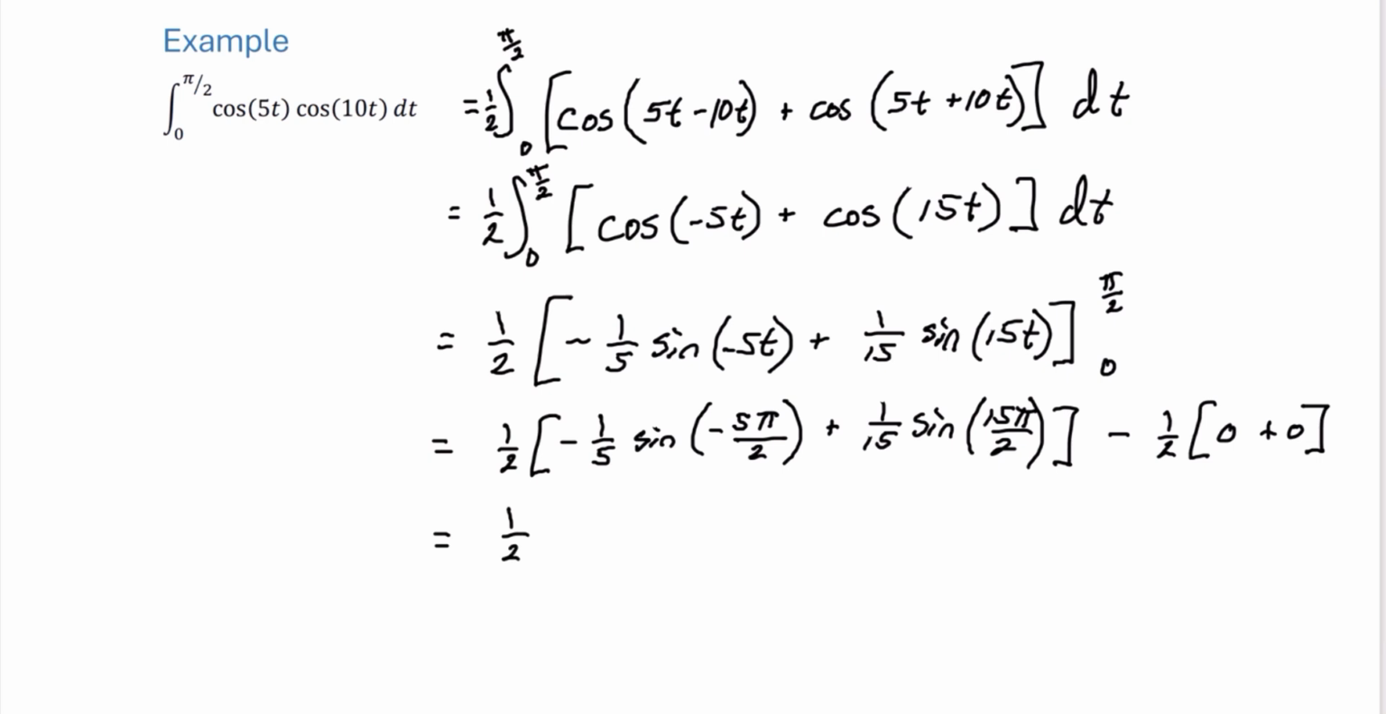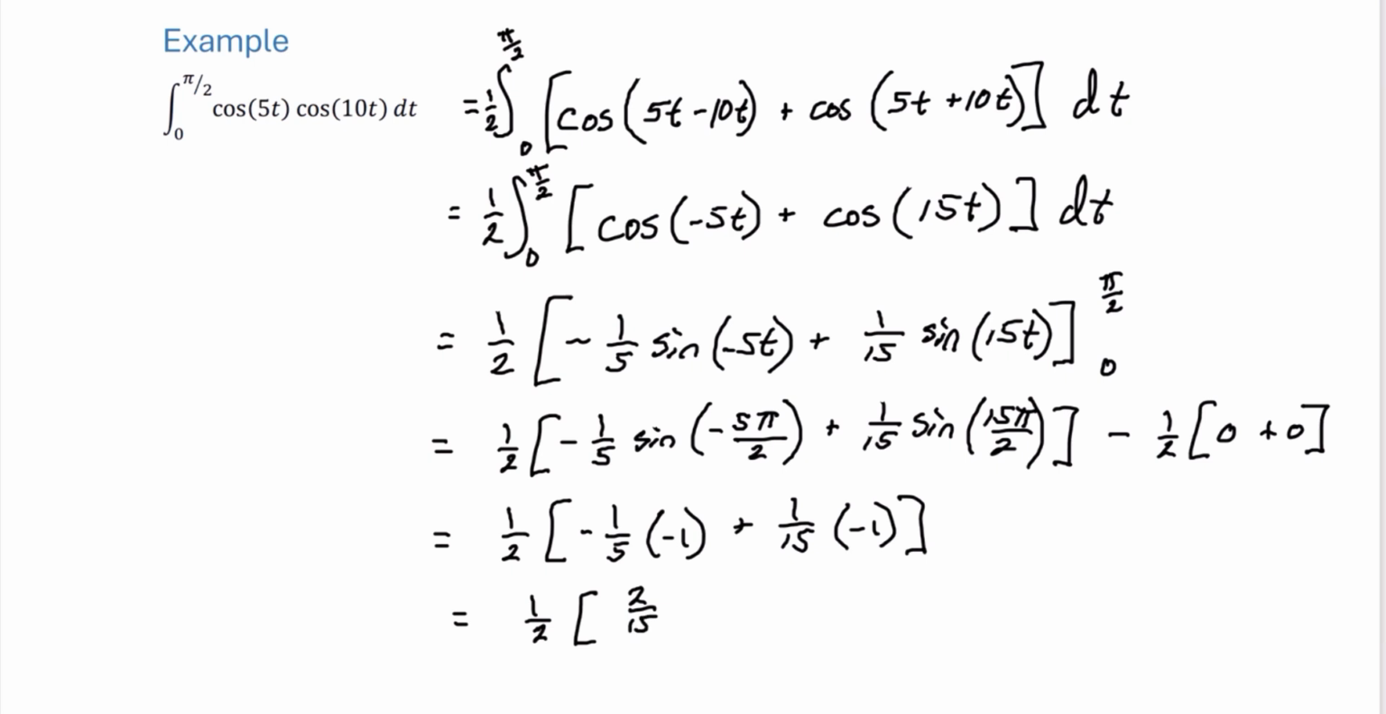Simplifying once again, we have 1/2 times negative 1/5. Sine of negative 5 pi halves is negative 1 plus 1/15. Sine of 15 pi halves is also negative 1. We now have 1/2 times, so that'll be 1/5 minus 1/15. So I believe that's 2/15. And simplify that once again, we get 1/15.